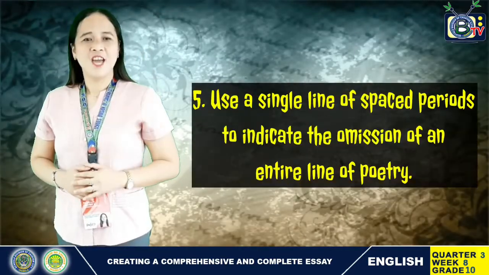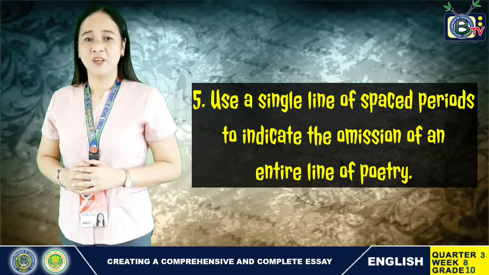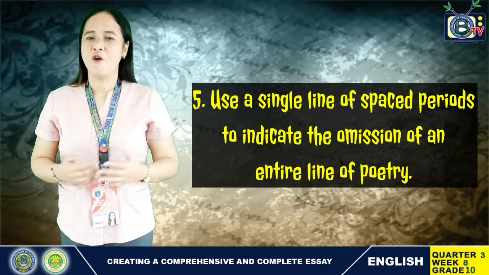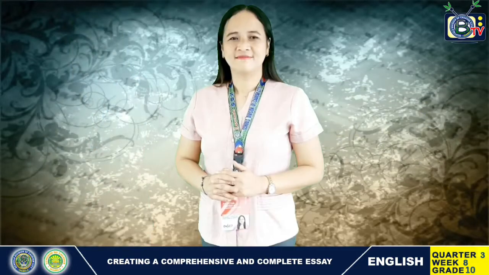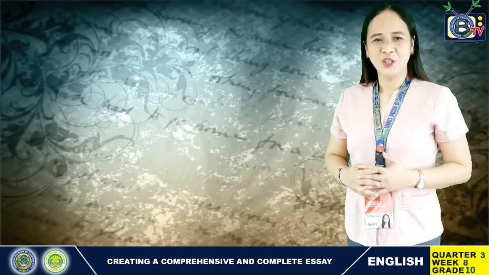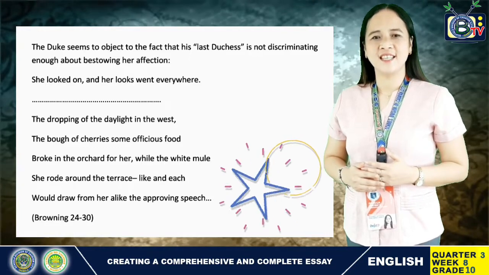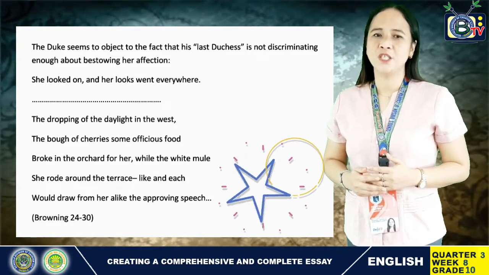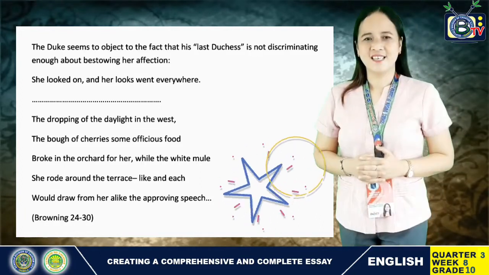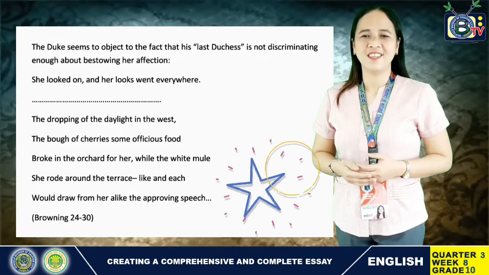Number 5. Use a single line of spaced periods to indicate the omission of a line of poetry. Example: the Duke seems to object to the fact that his last Duchess is not discriminating enough about bestowing her affection. "She looked on and her looks went everywhere.